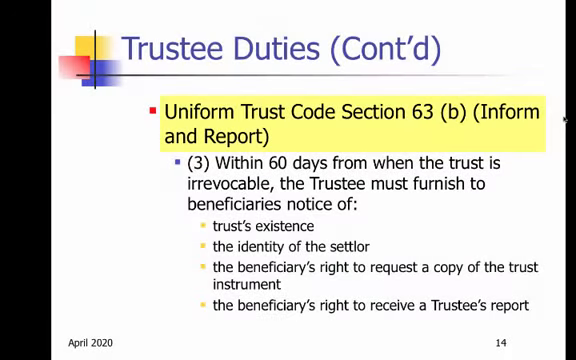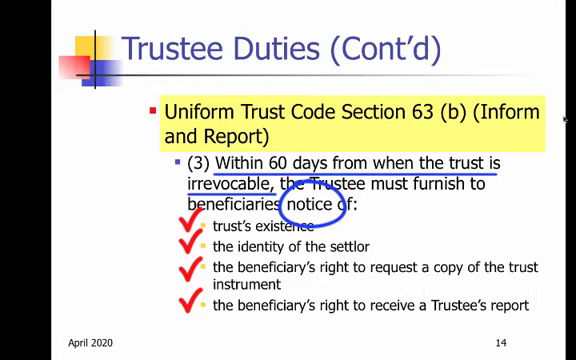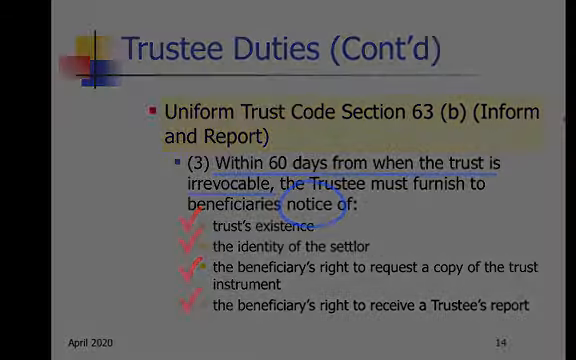In addition, within 60 days after a trust becomes irrevocable, the trustee must provide the beneficiaries with notice of the existence of the trust, the identity of the creator of the trust, also known as the settlor or grantor of the trust, notice of the beneficiary's right to request a copy of the trust instrument, and notice of the beneficiary's right to receive a trustee's report.